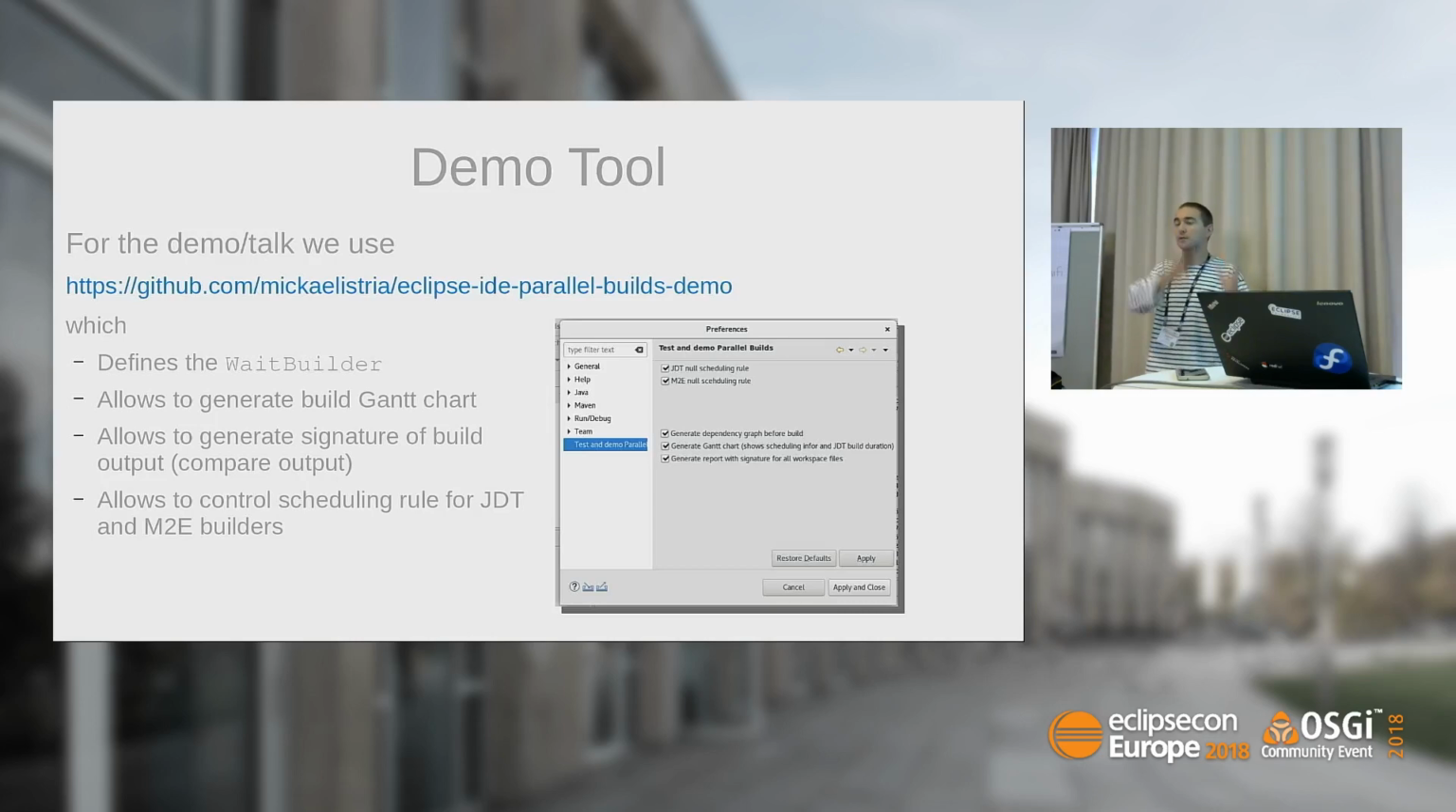So if I'm building a project with sequential build and parallel build, I would like to make sure I get the same output, the same class file. And this tool can generate the signature for the file, so then you can diff and see whether some files were built differently from sequential or parallel build. And last but not least, I'll get into details about it later. It allows to control the scheduling rule for JDT and M2E, but that's a bit of a spoiler.